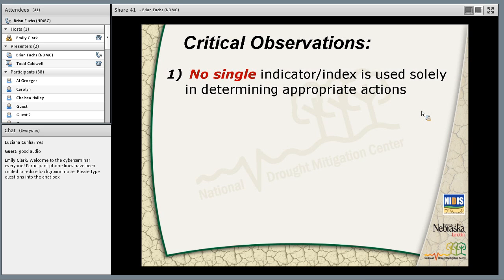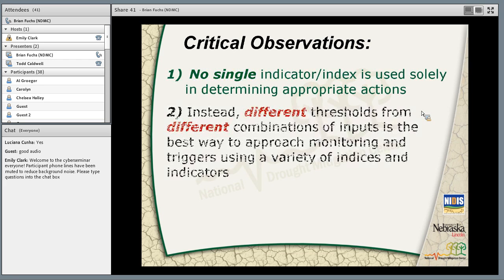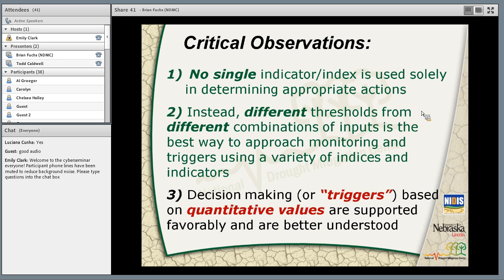So some of the critical observations to end with here: no single indicator or index is used solely in determining appropriate actions. Instead, there are different thresholds from different combinations of inputs. It's the best approach. Again, this composite approach, instead of just looking at one or two, we're trying to look at everything. Decision-making or triggers based on these values are supported favorably, and they're better understood by people when they can see why a decision is being made or how come a certain action plan was started. Again, based on those triggers that you can back up scientifically, it does make more sense to people.